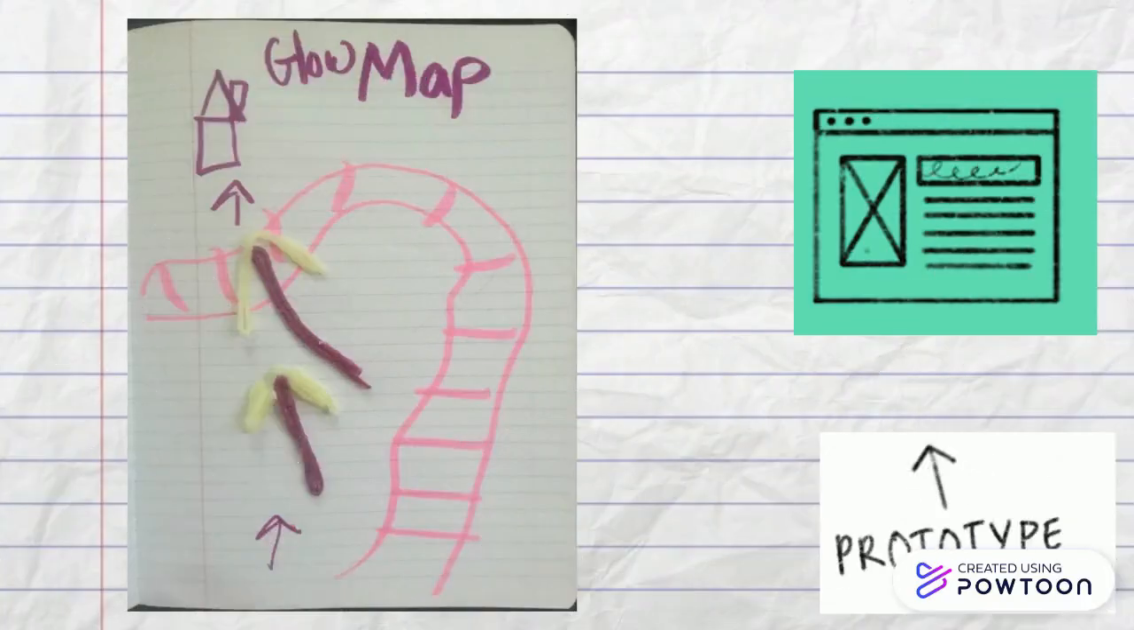Here's my prototype or model. I decided to invent a glow-in-the-dark map. I used paper and crayons and wiki sticks to build my model of my invention. This would help them because they would be able to read the map in the dark and follow the shortcut home more safely.